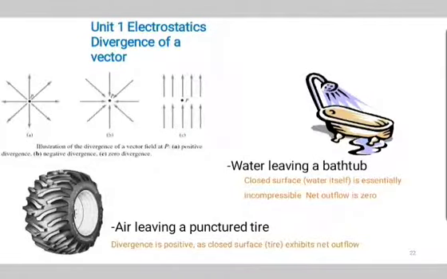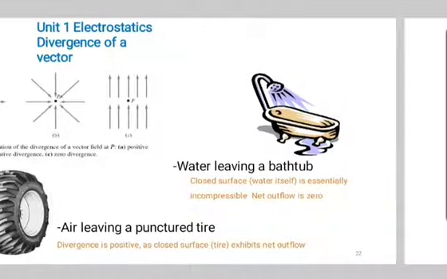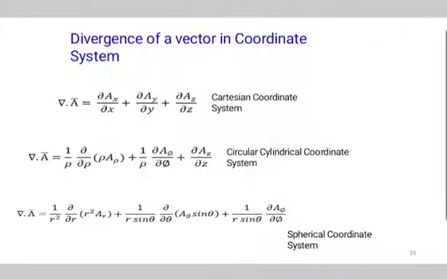Next is the divergence of the vector. Here the diagram shows positive divergence, negative divergence and zero divergence. Now the divergence of the vector in different coordinate systems. The equations for the divergence in different coordinate systems are given here. First is the equation for the Cartesian coordinates, second for the cylindrical, and third one is the spherical coordinate system.